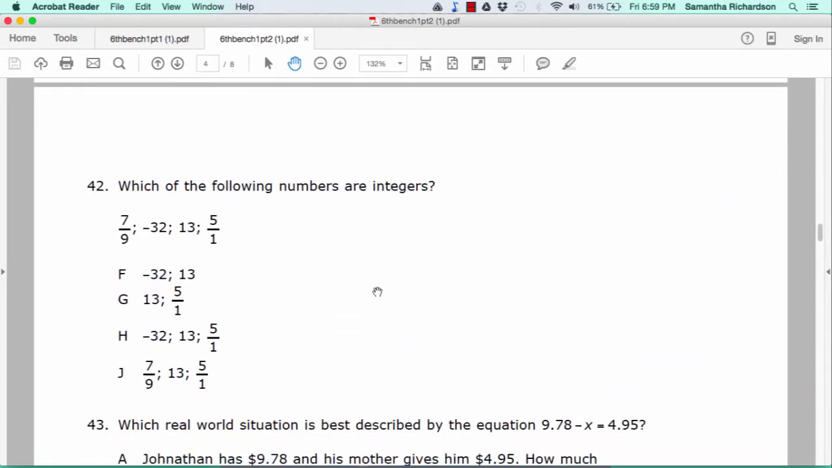Question 42. Which of the following numbers are integers? 7/9, -32, 13, 5/1. F. -32, 13. G. 13, 5/1. H. -32, 13, 5/1. J. 7/9, 13, 5/1.